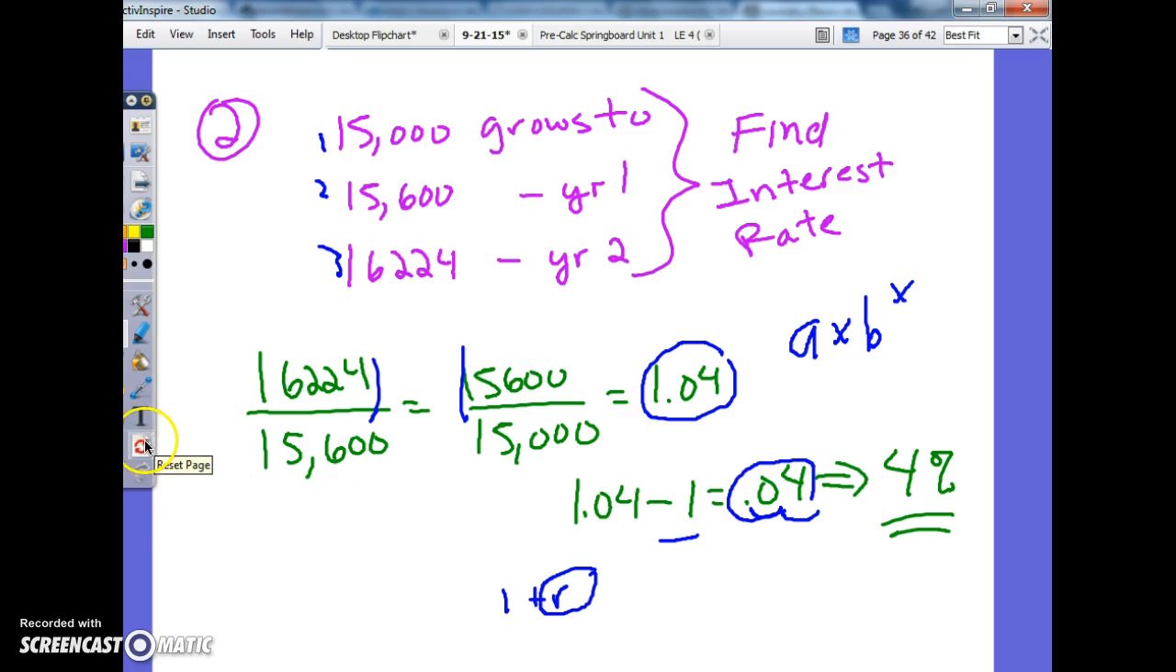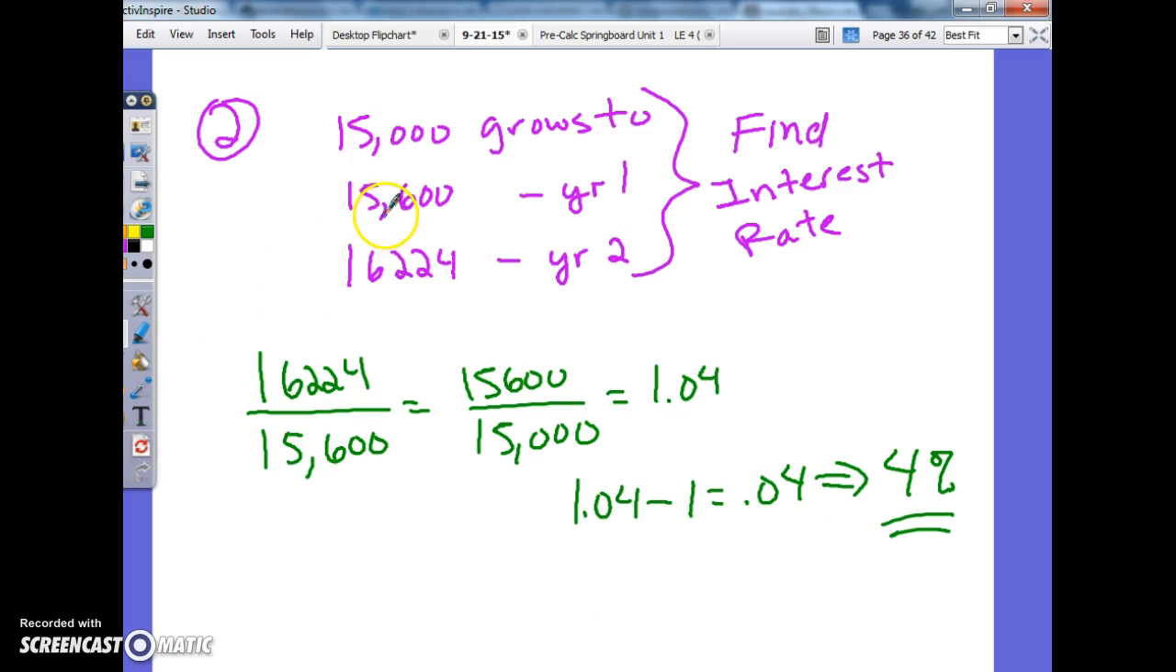Okay? That's kind of going backwards to get that initial rate. So just take the second term divided by the first, the third divided by the second, we get 1.04. Subtract 1, it gives me 0.04 decimal rate, convert it to percent, and go the other way and get 4%. All right?